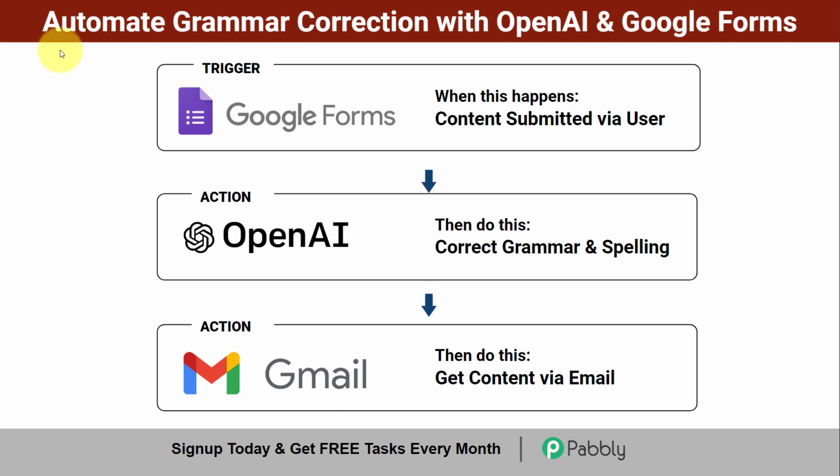Today we are going to discuss an amazing automation using which you can automate the process of grammar correction with OpenAI and Google Forms. So you have created a content submission form, and whenever the content is submitted by a user, you always have to review that content, manually correct the grammar and spelling before you make that content live on your website. But with this automation, you do not have to do that process manually, because every time the content is submitted by a user, this OpenAI application will automatically correct that grammar and spelling.